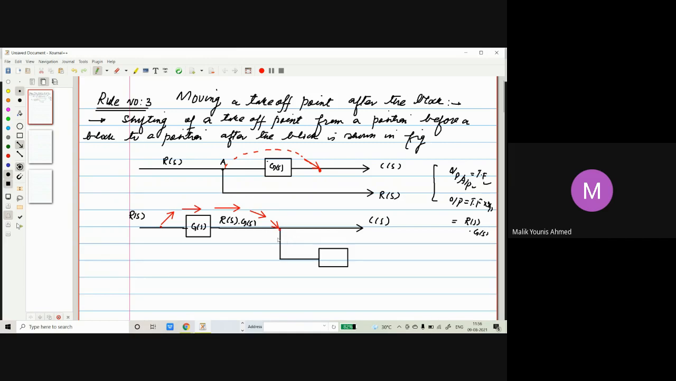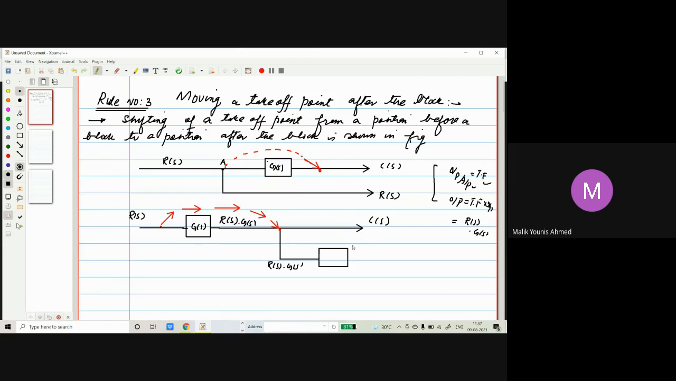See, while shifting this point, you can see some manipulations have to be done. This is R(s)G(s), here also R(s)G(s). Here we'll see we have R(s)G(s) coming to this. Now here the output is C(s), that's not going to change. Here the input to this side is again R(s)G(s), so we can write it here. This is R(s)G(s).